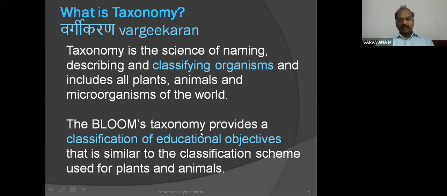So in Bloom's taxonomy also, human development is based on three categories. One is the mental category, the other one is the physical category, the third one is the psychological category. Mind related is knowledge, and physical is skill, and emotional related is the attitude.